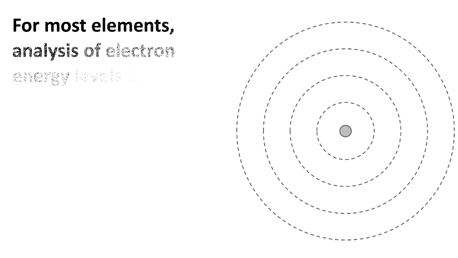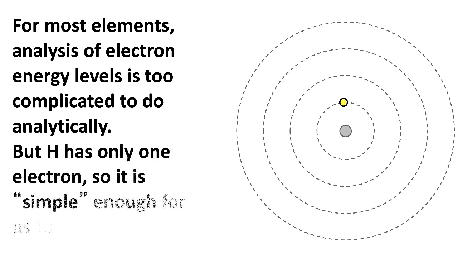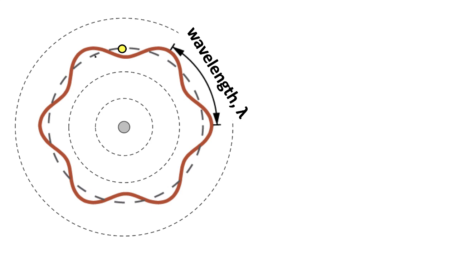Now, for most elements, analyzing what's going on with these energy levels is really complicated. It's too complicated to do analytically. But hydrogen only has 1 electron, and it's actually simple enough for us to do. And right now we're dealing with Bohr's model of explaining what's going on.